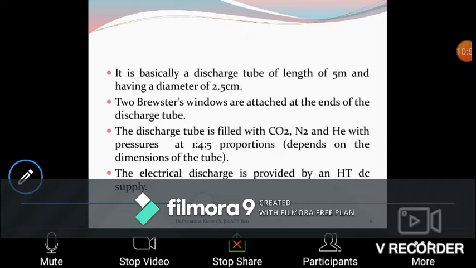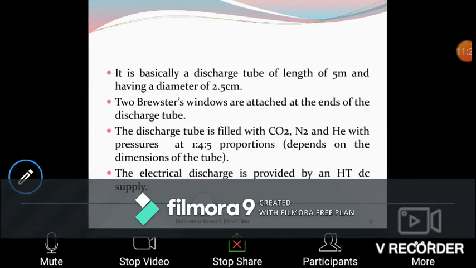Here it is 1 is to 4 is to 5 atmosphere pressures, and again these pressures may change depending upon the dimensions of the tube. If you change the length of the tube to other than 5 meter or the diameter to other than 2.5 centimeter, you need to calculate the corresponding proportions by some other formula. Therefore, correspondingly, you need to fill the gas inside the discharge tube.